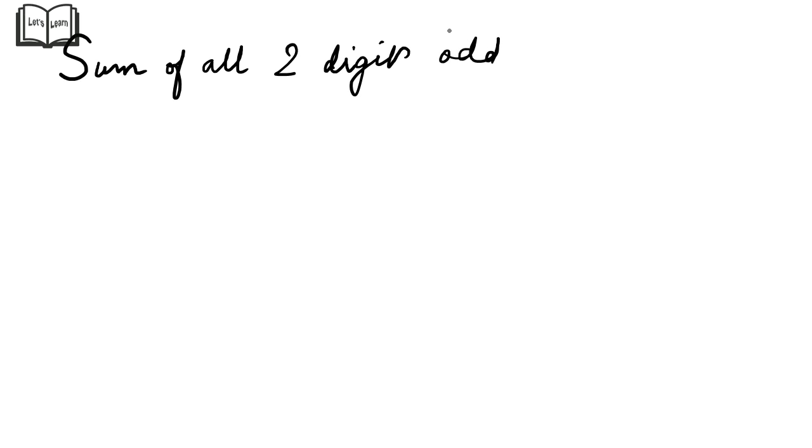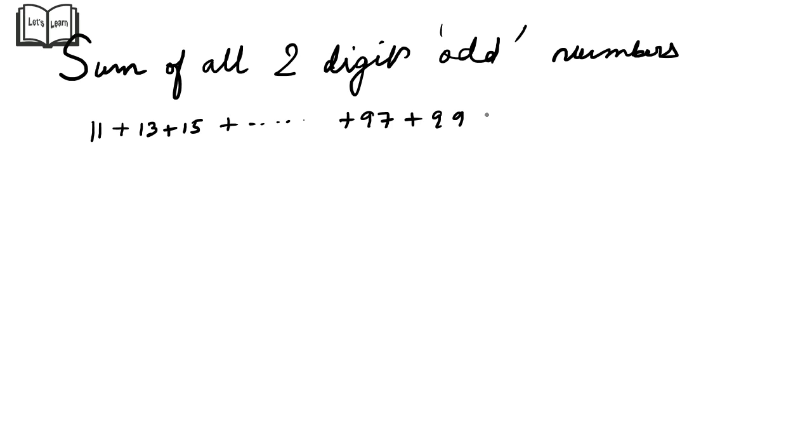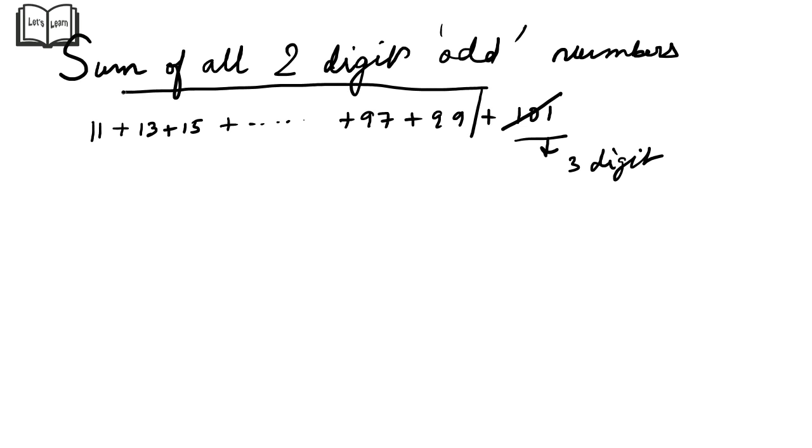So find the sum of all two-digit odd numbers. So basically it is 11 plus 13 plus 15 plus so on plus 97 plus 99 plus 101. So 101 is a 3-digit number. So we need to find the sum of this number.